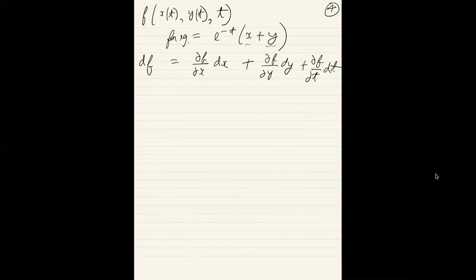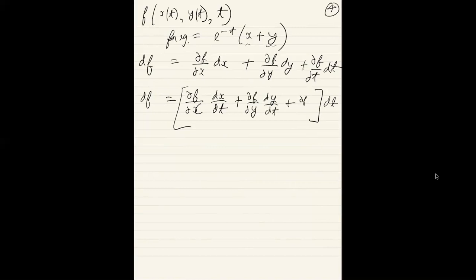Now let's do the same thing as we did earlier and think about the change. Let's introduce a dt everywhere. So this becomes partial f by partial x dx by dt. What we are doing is to multiply and divide by dt. This one becomes partial f by partial y dy by dt, while this one becomes partial f by partial t dt by dt. dt by dt is simply 1, right? So this thing is simply 1.